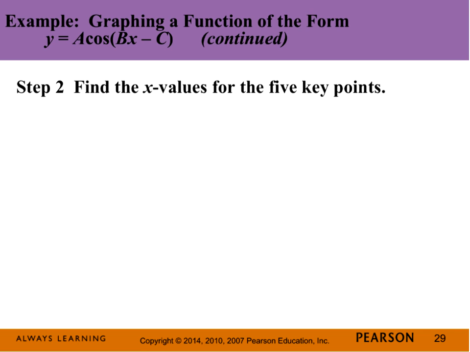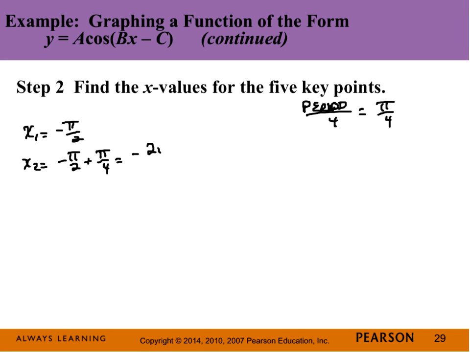Okay, the value between my x-coordinates for my key points is given by the period divided by 4. So that is pi over 4 in this case. We start where we shifted to, which was negative pi over 2. So my x2 is negative pi over 2 plus pi over 4. Need to get that common denominator, so this is negative 2 pi over 4 plus 1 pi over 4, which leaves me at negative pi over 4.